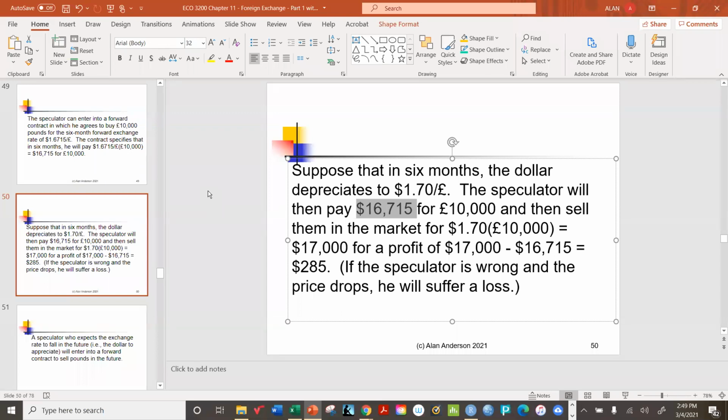And if he's a bigger gambler, he can just enter into a contract to buy 100,000 pounds or 1,000,000 pounds. There's no limit to what he can do, as long as he can find somebody else to enter into that contract with him. Now, the problem, though, is that, of course, what if it goes down to $1.60?